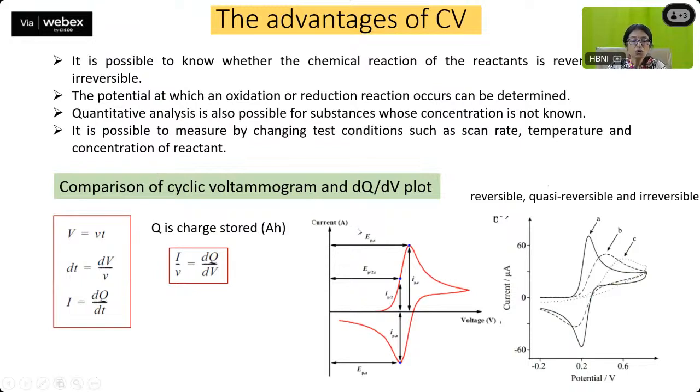So now if you look into how a CV, or dq by dv plot, looks: when you have a reversible reaction, it is going to look like this, whereas for a quasi-reversible reaction, it looks like whatever you see in B, and if it is irreversible, then the plot is going to look like this. So immediately by looking into the CV, you can have an idea whether the electrochemical reaction is reversible, quasi-reversible, or irreversible as per the plots shown over here.